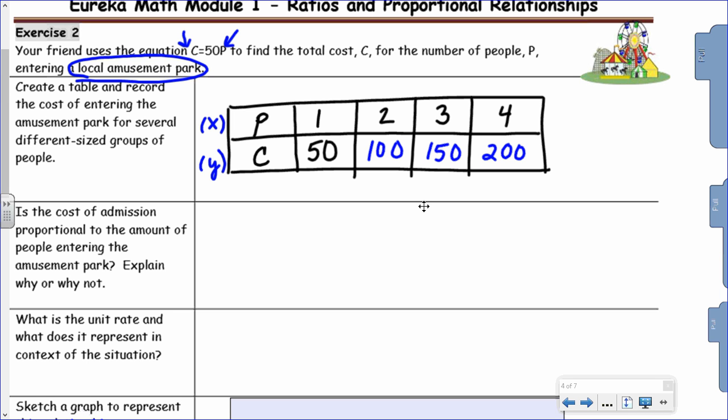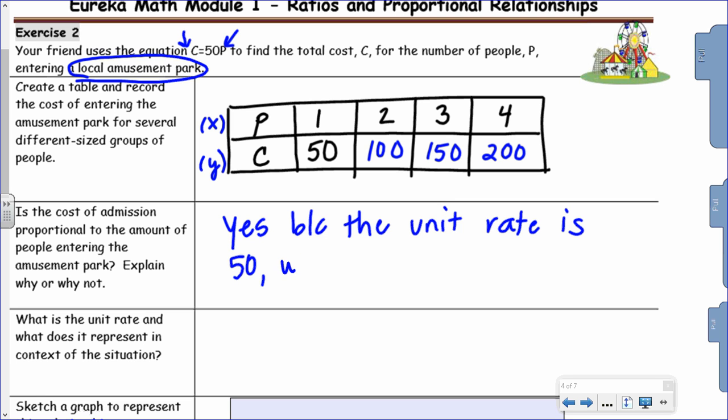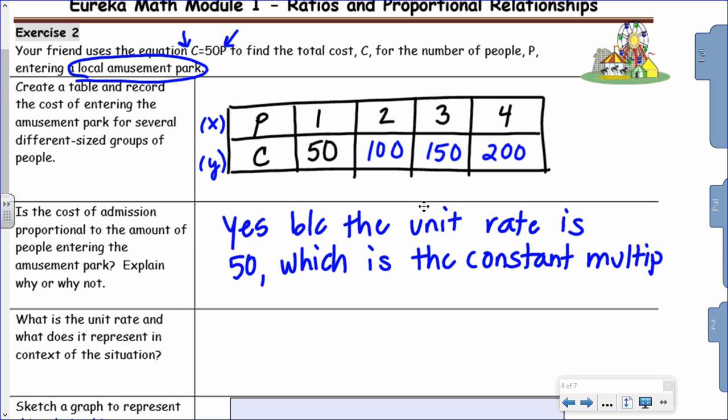So is that proportional? Absolutely, yes, because the unit rate is 50, which is the constant multiple. Show that proof in the table. You've heard me say that a lot. Okay, this is times 50, times 50. I'm always times 50, times 50.